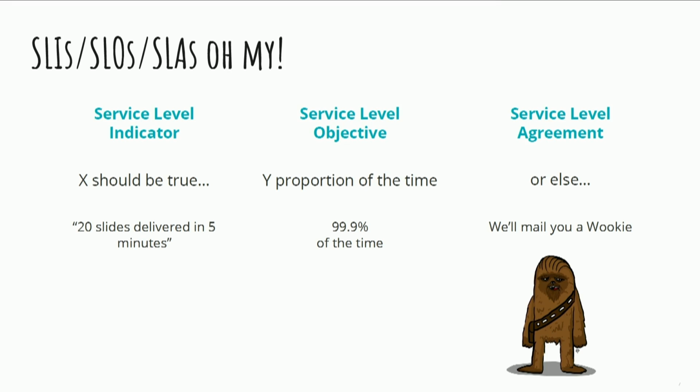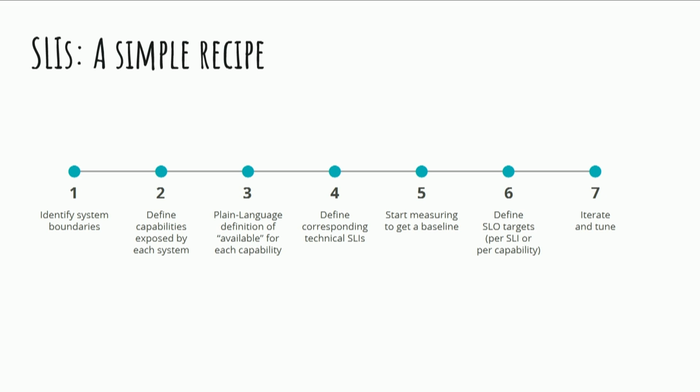Quick overview: SLIs are the user capability that you want to be tracking. A service level objective is the metric that you want to hit, and the service level agreement is the contract bit, which is out of scope. So here's a simple recipe. You can get help from your PO on most of these steps, except for 4 or 5, where you'll be sitting down with your team and actually instrumenting that.